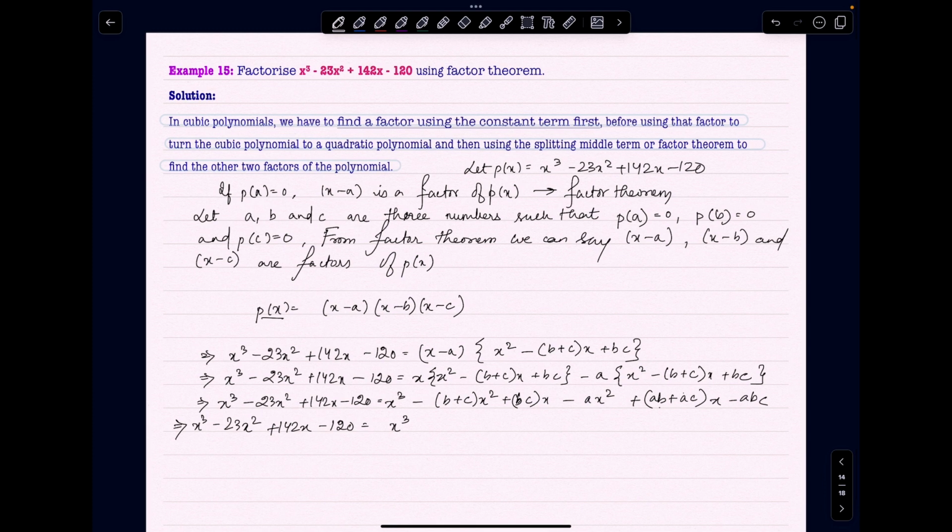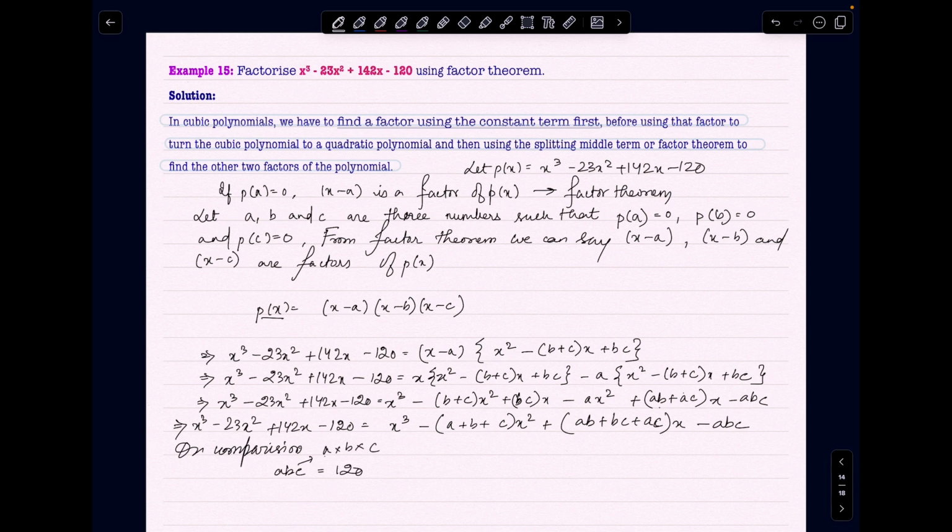What are we getting? We are getting x cube, and the x square term is minus A plus B plus C. See here, minus x square is there, here minus B plus C is there, so this will become minus A plus B plus C x square. Similarly, for the x term we are going to add all the x terms. This is AB plus BC plus AC. I'm going to add, this is the x term, minus ABC. What is my point? From this, on comparison, ABC equals 120 you are getting. That is A into B into C is equal to 120.